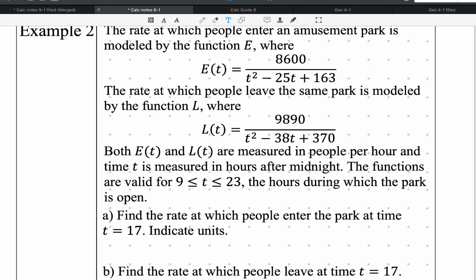Perfect. All right, so we understand the general concept. One equation is people entering, one equation is people leaving, and they're open from 9 a.m. to 11 p.m. because those are like military times, right? 9 to 23. All right, and let's reread the question. We just want a rate of people entering.